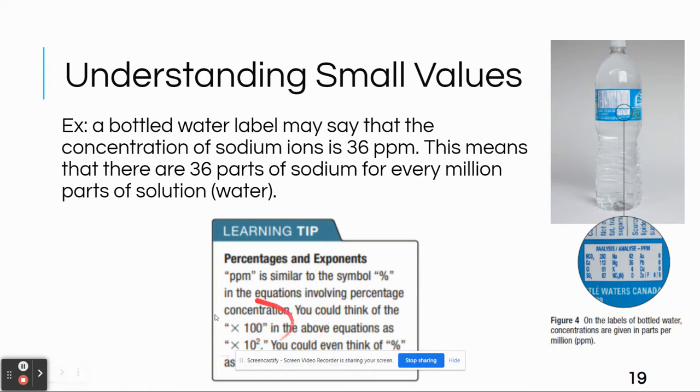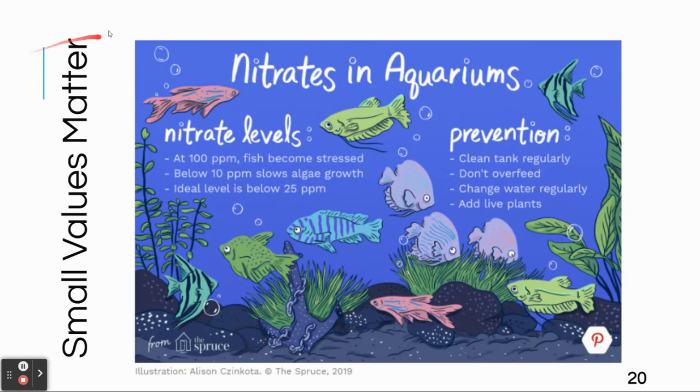So you can almost think when you do 100%, that'd be almost like per 100 essentially. So it's the same idea, just more particles present in that scenario because we have very, very small concentrations. And again, small values do matter.